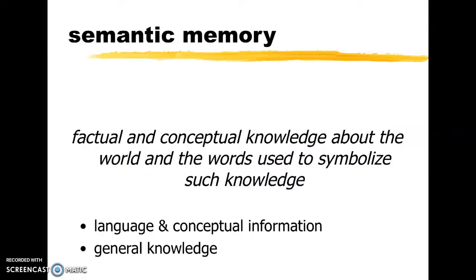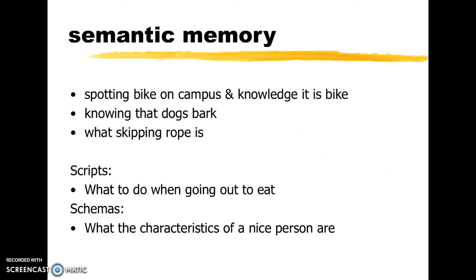Semantic memory consists of the factual and conceptual knowledge about the world and the words used to symbolize such knowledge. So this type of memory supports our language and our ability to use language, and consists of conceptual information and basic general world knowledge. Some examples of semantic memory include spotting a bike on campus and the knowledge that it is a bike, or just knowing that dogs bark, or even what skipping rope is.